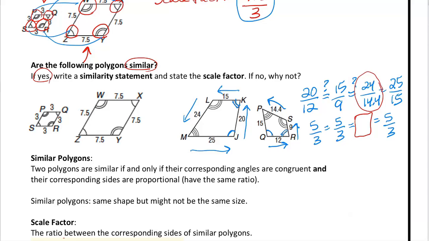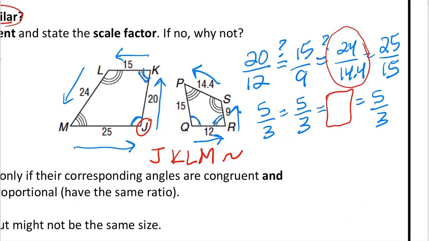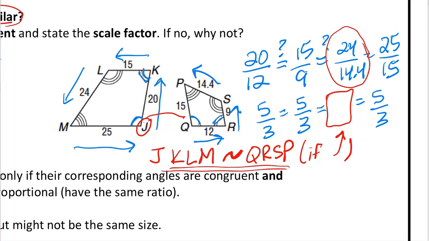If they are similar, the similarity statement would identify J, K, L, M as similar to, we use just a little tilde, a little wavy line there. And then we'd match the angles. J matches with Q because they're congruent. And then we went R, S, P. So that's only if this answer is 5/3. So you can check that. If it's not 5/3, then we would not have a similarity statement, and they're not similar. But if it is 5/3, then this is our similarity statement.